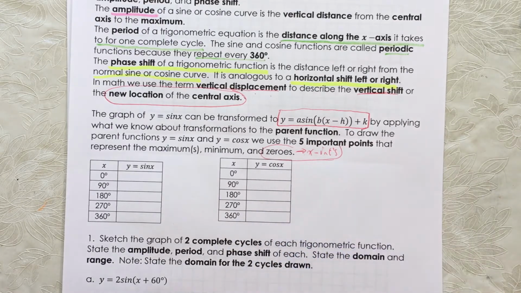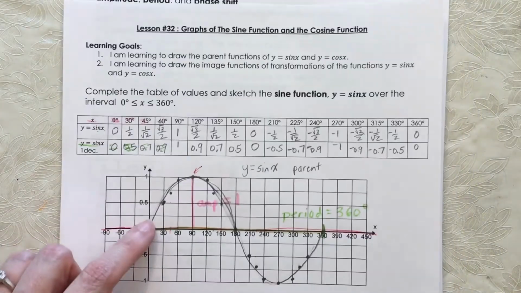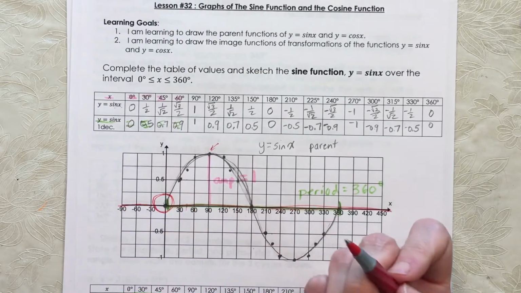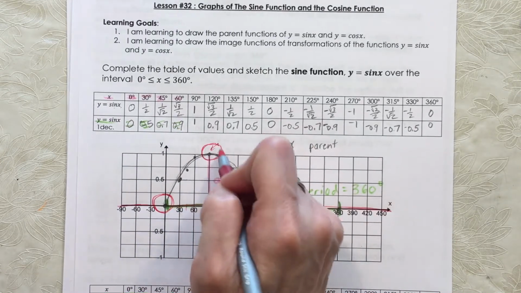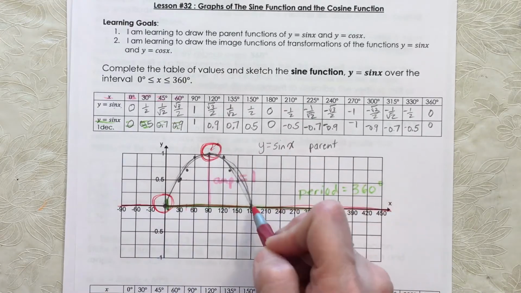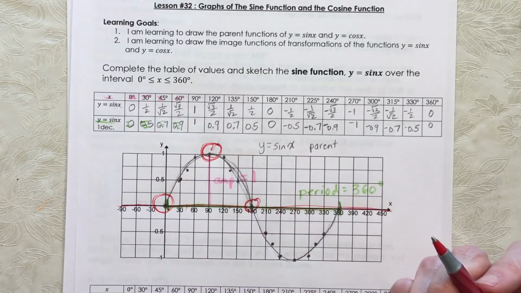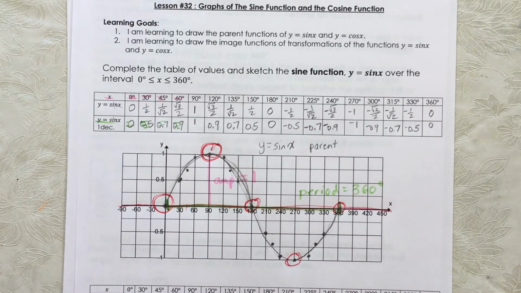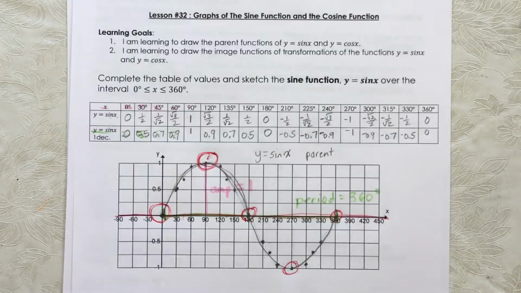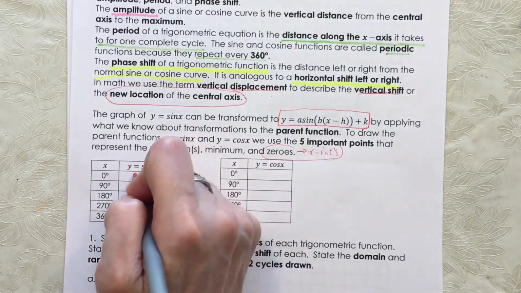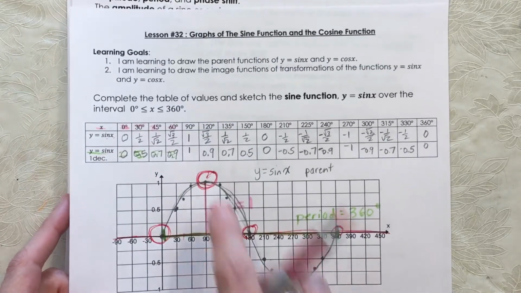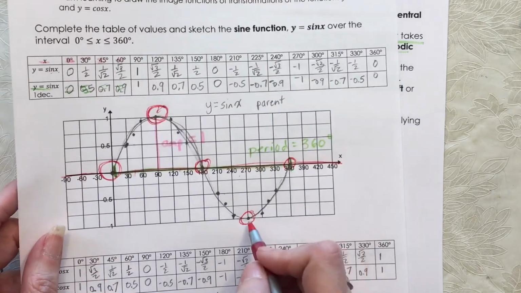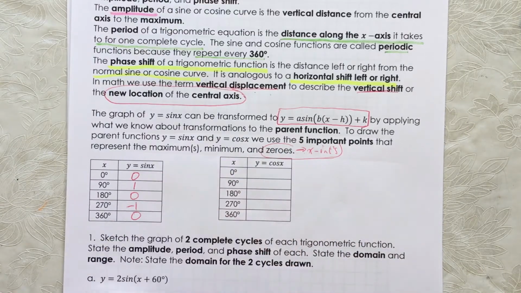Rather than writing out all of these points, we don't want all these points. We want these specific points. So this is an important point, our 5 important points: where we start, where our maximum is, another x-intercept where we hit the axis again, where our minimum is, and then back where we finish our first cycle on the x-axis. So for sine, those would be our 5 important points, which would be 0, 0, 90, 1, 180, 0 again, 270, -1, and 360, 0.